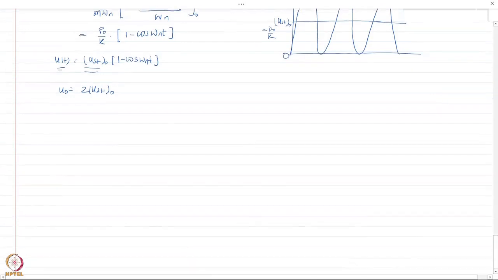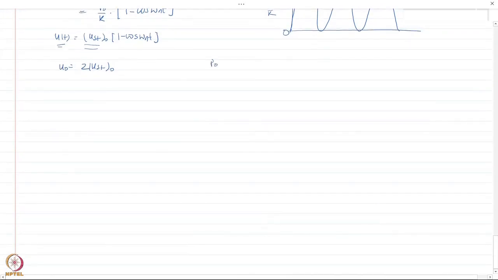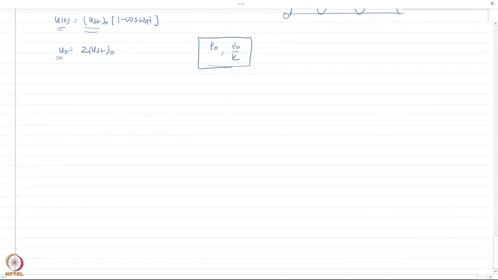As we have seen, if you had a statically applied load P naught, the deformation would be P naught by k, and that is what you have been studying till now before this dynamic course. However, if you apply this as a step force, you get a dynamic displacement which is twice the static displacement. So it depends how the load is applied. If the load is applied suddenly, like a step force, you get a displacement which is almost two times the static displacement. And this is for an undamped system.